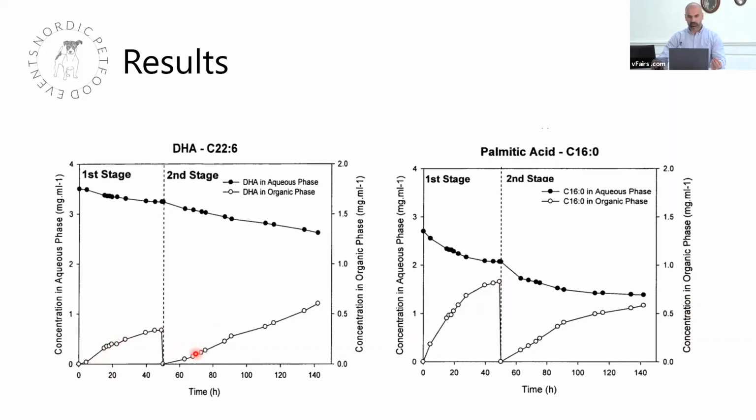And then in the second stage, we see that the DHA and the palmitic acid are approximately the same. So in this way, we are able to up-concentrate DHA in the solution. Then instead, if we were using just, for example, this enzyme that preferentially releases saturated fatty acids.